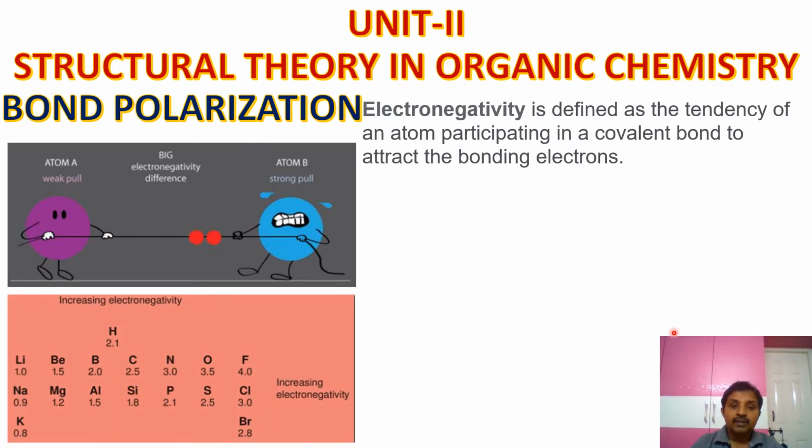Now, the tendency of attracting the bond pair of electrons depends on the electronegativity, and the electronegativity increases from left to right in the periodic table. See here, the fluorine atom has the highest electronegativity. And the electronegativity decreases down a group. It is increasing from left to right, and decreasing from top to bottom in a group.